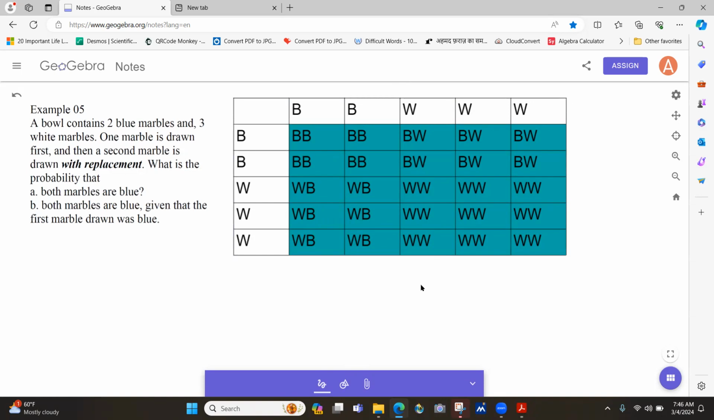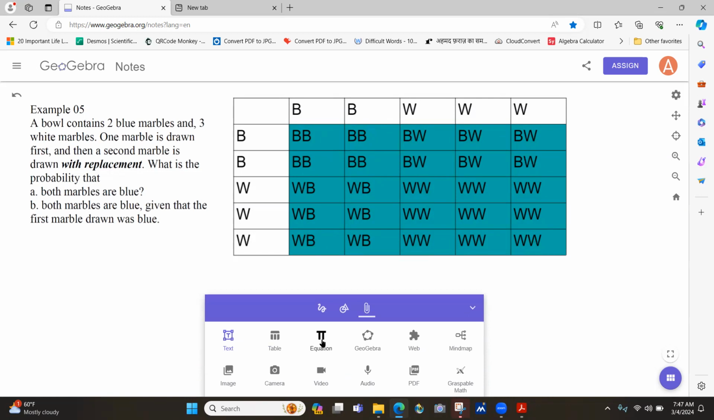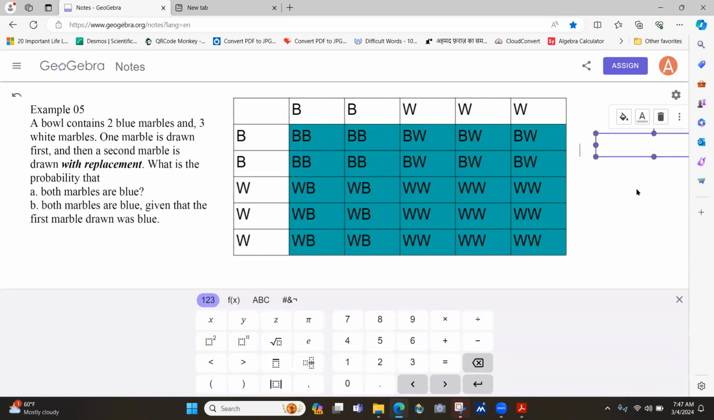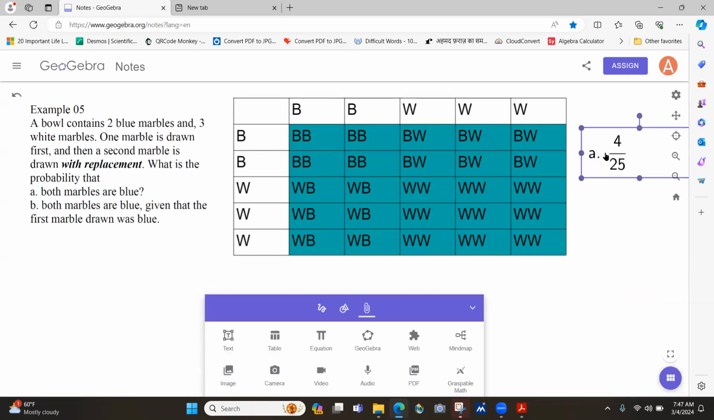Now, what's the probability of getting two blue marbles? There are four cases where you have two blue marbles. And altogether, if you count all the boxes inside this green rectangle, you're going to get 25. So the answer to A is going to be 4 over 25. Okay. What's B? Both marbles are blue, given that the first marble is blue.